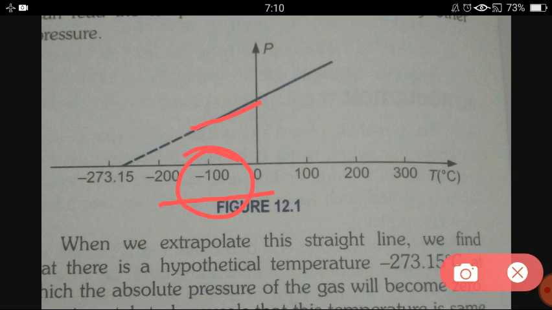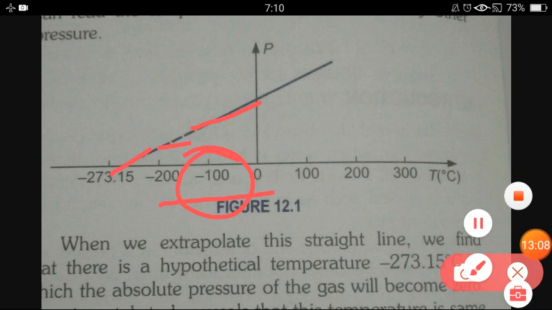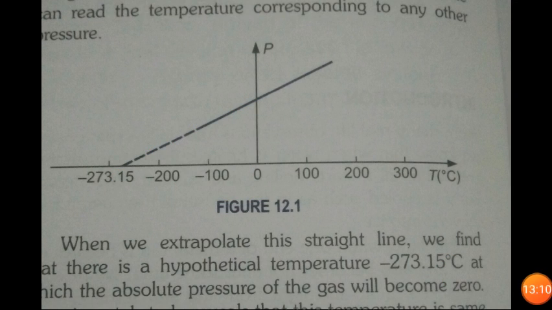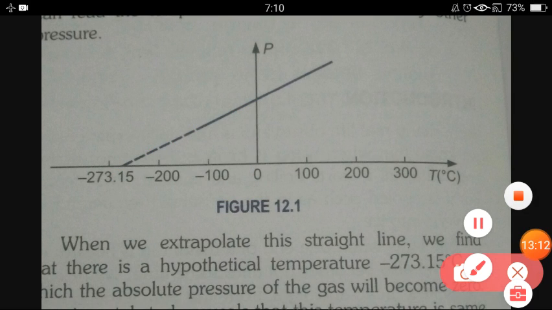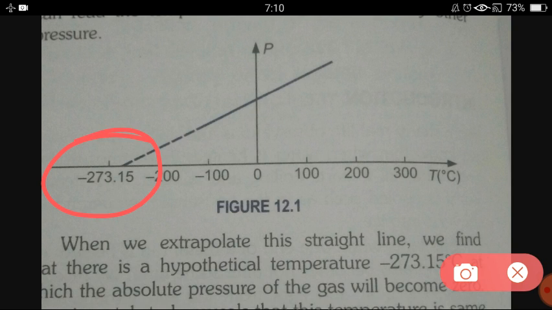So what we have done, we simply extrapolate the ray at the back side, to find out where we will get the value of pressure as 0. So here, at one point we can see at minus 273.15 degrees Celsius, we are having pressure equals to 0.